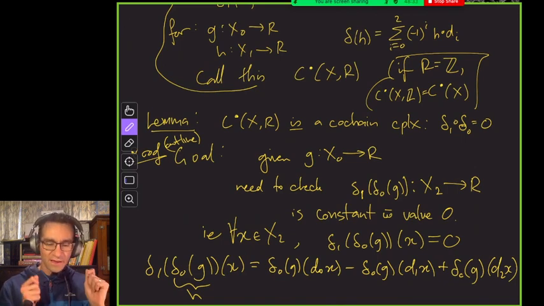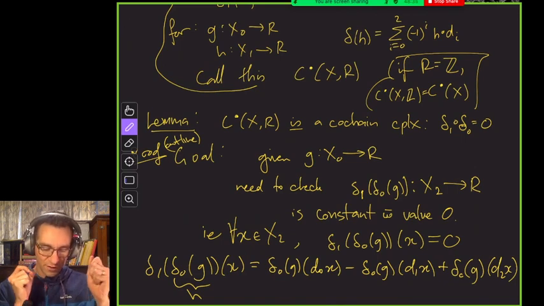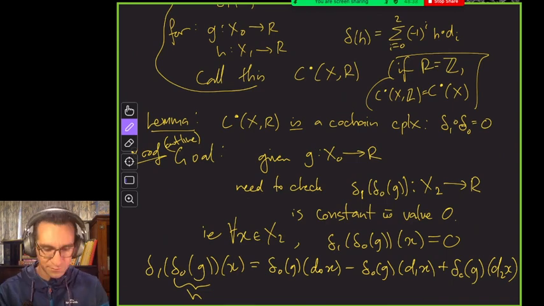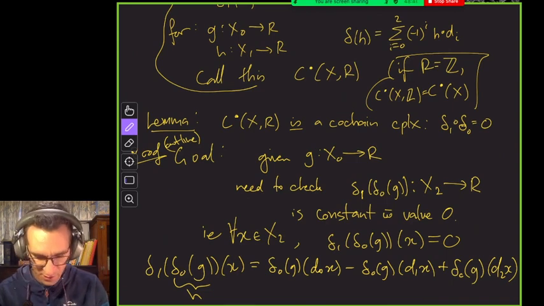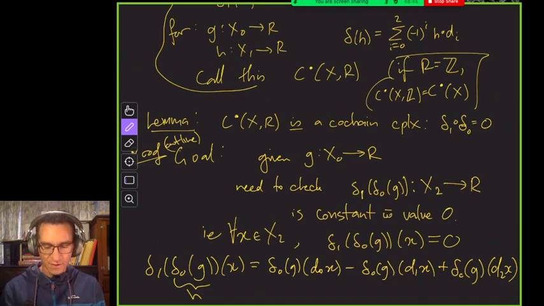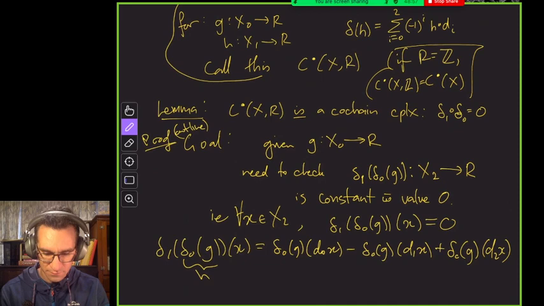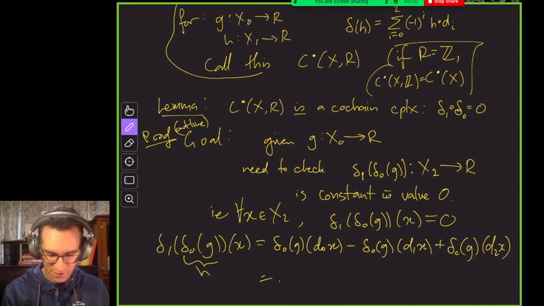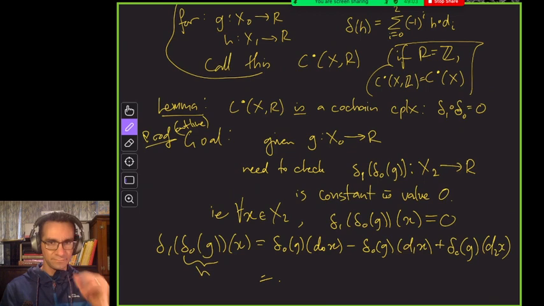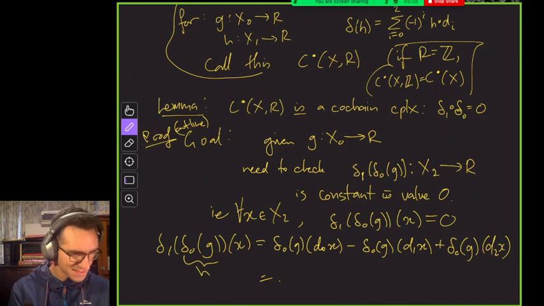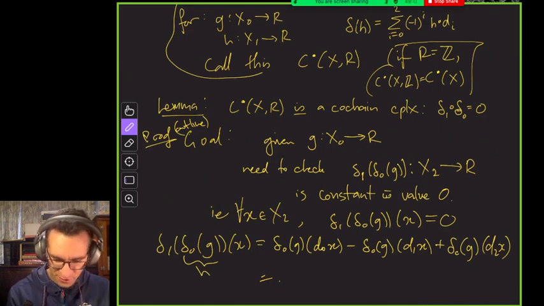And then I have to apply the definition of delta naught g and delta 1 of delta naught g. So I get six terms because delta naught g is two things. So I said it was an exercise. Maybe I'll just do this one. There's a general case in higher dimensions. You could do that one for an exercise later. So what's delta naught g?